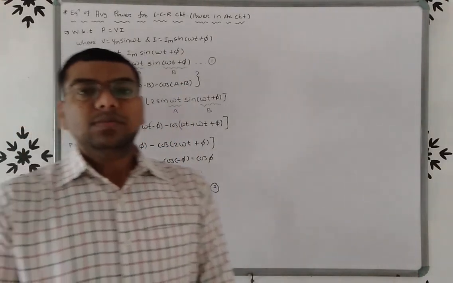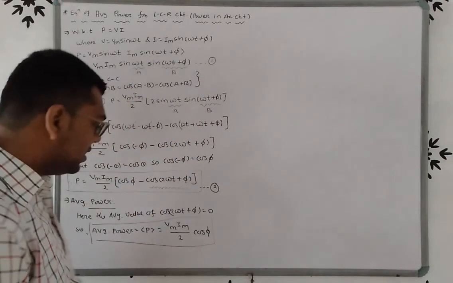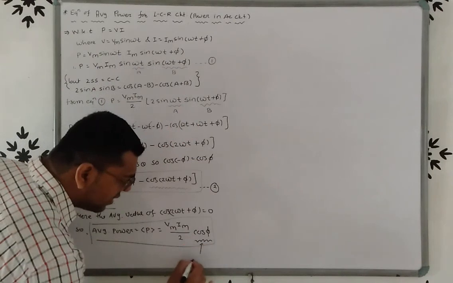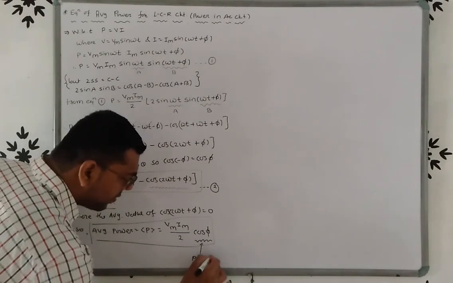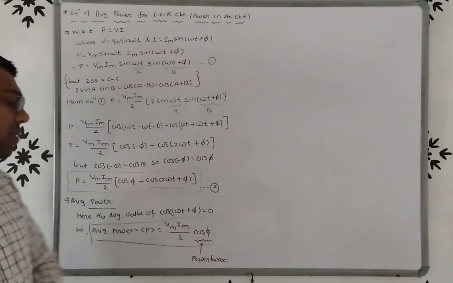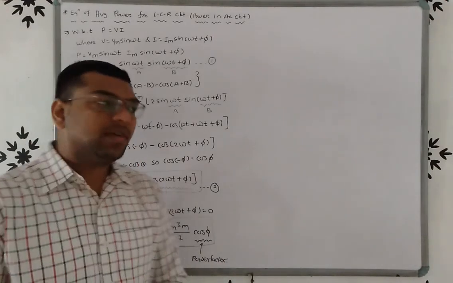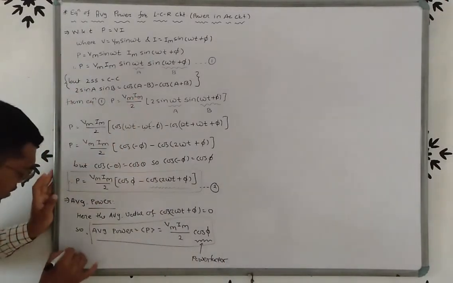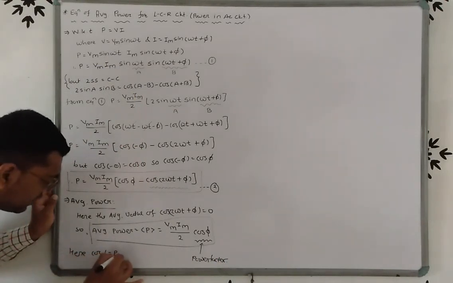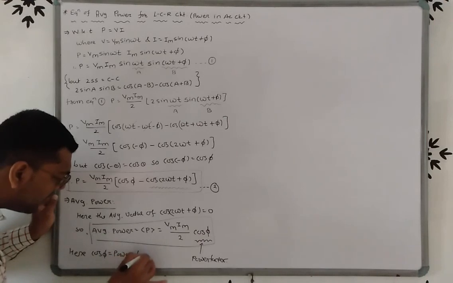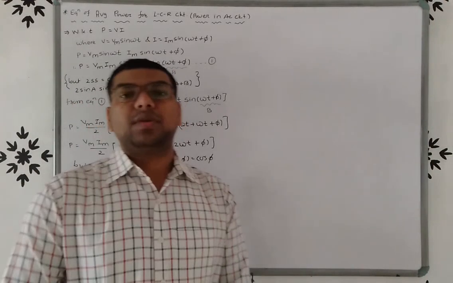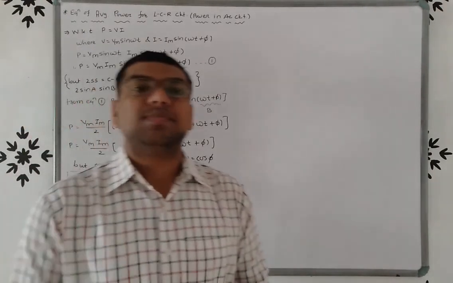Now here this cos phi is known as power factor, right? You have to remember, friends, this cos phi is known as power factor, right? So here cos phi is equal to power factor. So in this equation cos phi is known as power factor.